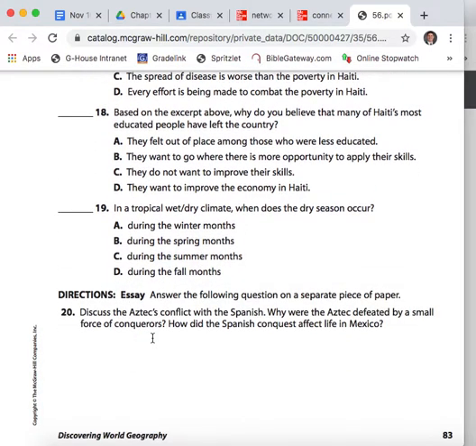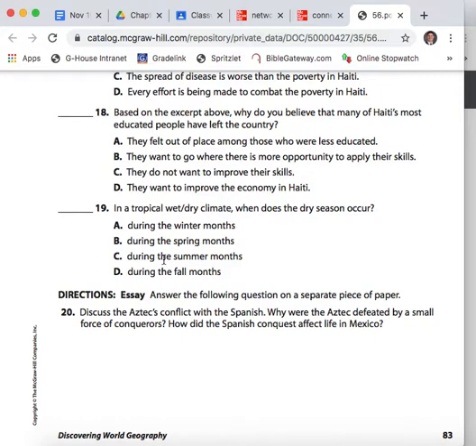Number 19, in a tropical wet dry climate, when does the dry season occur? Because we're talking here about the central portion, the equator portion, the tropics, it's a little bit different than the four seasons that we experience towards the North Pole or in the northern hemisphere. 19 is going to be C, during the summer months. In a tropical wet dry climate, when does the dry season occur? During the spring and summer months is going to be when that dry season occurs.